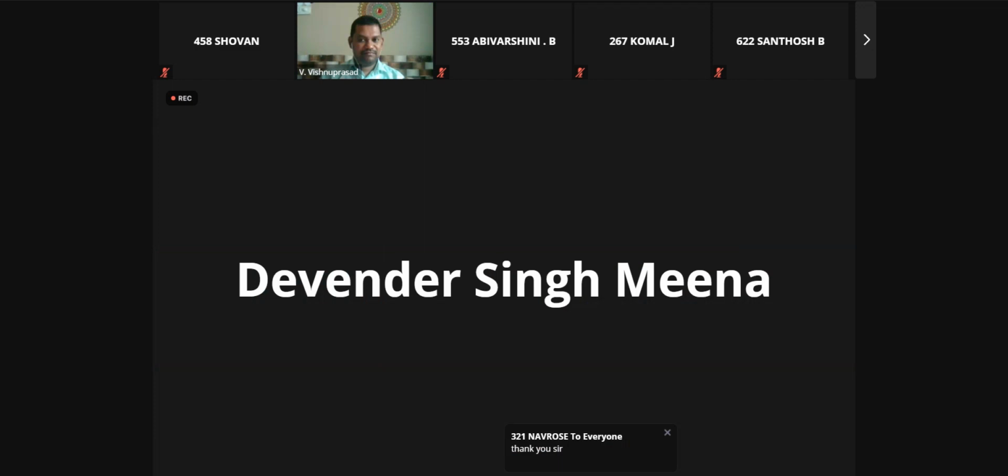Okay. So now we have a question: the bark is quite thick. What can be the possible reason for this type of thickness of bark?